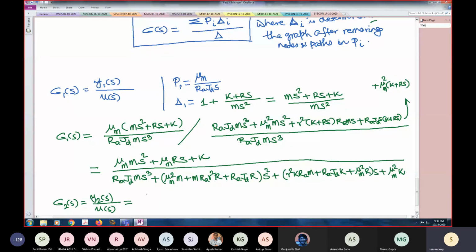Here, you see for this one, P1 is a big one, no problem with that. P1 I will write mu m r R k plus rs divided by MA RAZD s to the power 4. Not MA, M.